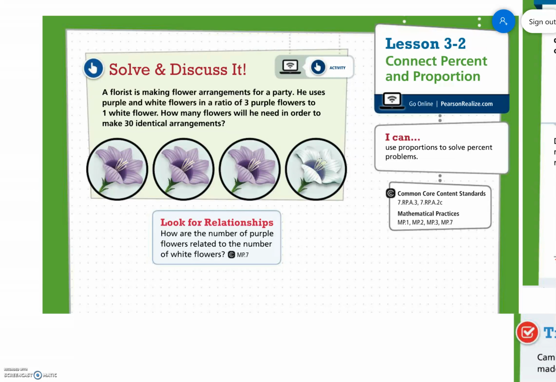By the end of the lesson, I want you to say, I can use proportions to solve percent problems. Let's solve and discuss it.